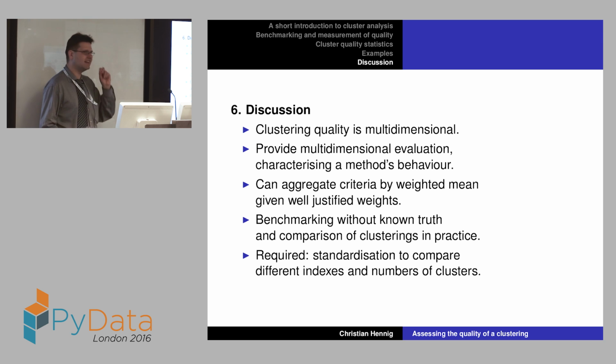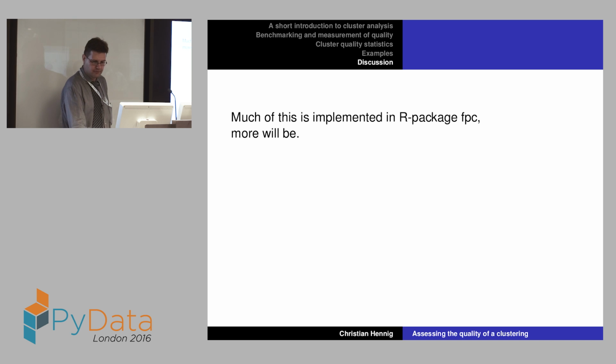What is required, and I didn't really talk about that, is some kind of standardization that makes different indexes and numbers of clusters comparable. Much of this is implemented in the R package fpc, but not all. I'm not sure whether that's a wise decision. I'm talking about current research that is going on, so I'm not talking about a fancy package that already can do all these things in a particularly user-friendly way.